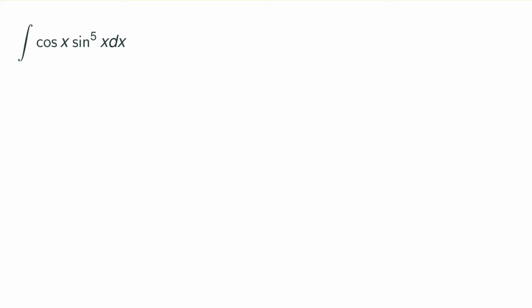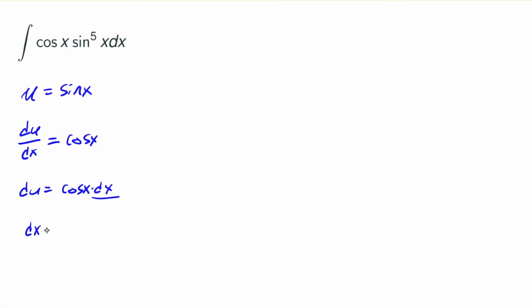Indefinite integral of cosine x times sine to the fifth x dx. So here we're going to let u be sine x. And du dx, the derivative of sine, is cosine x. Then du equals cosine x dx. Then let's solve for dx: divide by cosine x on both sides. We'll get du over cosine x.